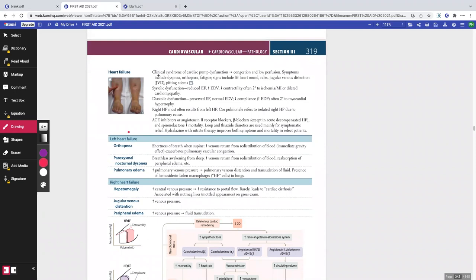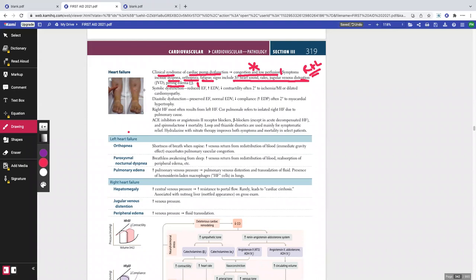Heart failure is a clinical syndrome of cardiac pump dysfunction where patients have congestion and low perfusion. Okay, this is the pathology. What are the symptoms? Symptoms include dyspnea, orthopnea, fatigue, heart sounds and rales, jugular venous distension, and pitting edema. This is for both right and left heart failure signs and symptoms. Where do you think these things will be present? Fast answers, please. They will be presented in your question. That is, a patient comes to you with dyspnea, orthopnea, S3 sound, jugular venous distension, and you have to diagnose what the disease is.